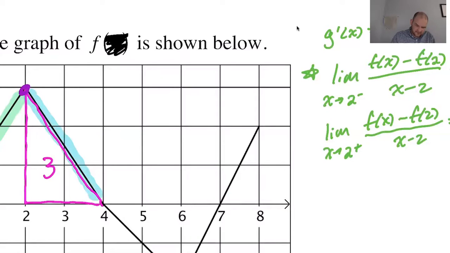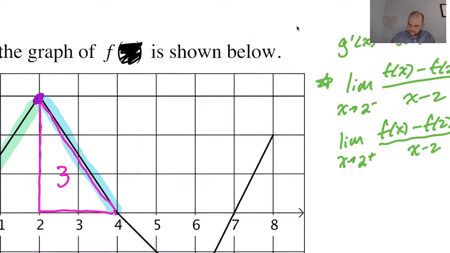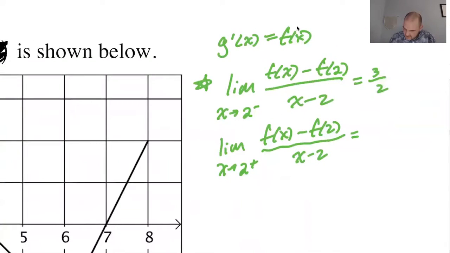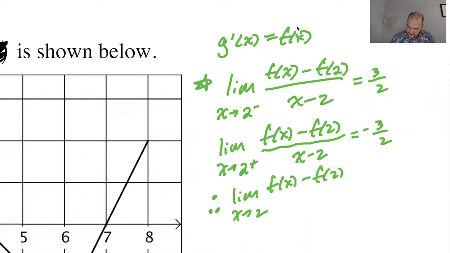So this is if I approach 2 from the right, well, I would have drawn that in the opposite direction. 2 from the right is like this. So that's got a slope of down 3 and over 2, negative 3/2. So this is a better reason. So therefore, the limit as x approaches 2 of f of x minus f of 2 over x minus 2 does not exist.